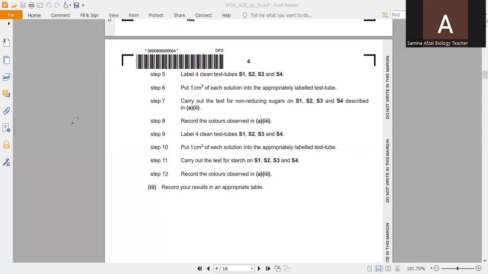Label 4 clean test tubes S1, S2, S3 and S4. Put 1 solution into the appropriate labeled test tubes. Carry out the test for starch. Record the colors observed. Record your results in an appropriate table.